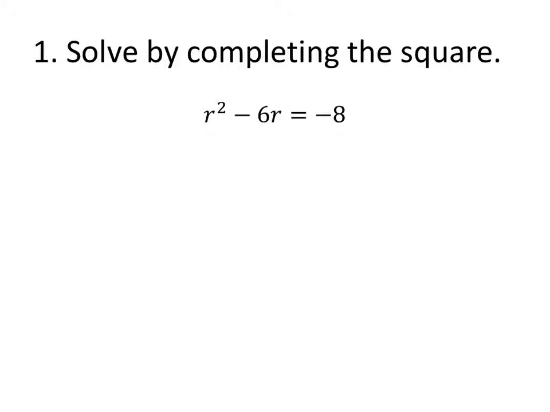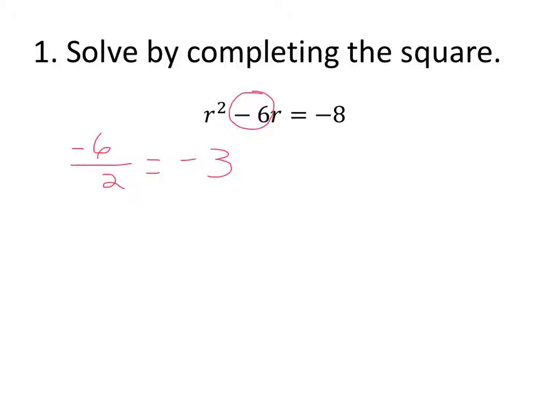Our second step is to look at the lead coefficient of our squared term. For r squared, the lead coefficient is 1, so we don't have to worry about it. If it were anything else, we would have to divide all of the terms by that number so that we ended up with 1 in front of our squared term. Okay, the next step is to take the coefficient of r, which is negative 6, and divide it by 2. So negative 6 over 2 equals negative 3.